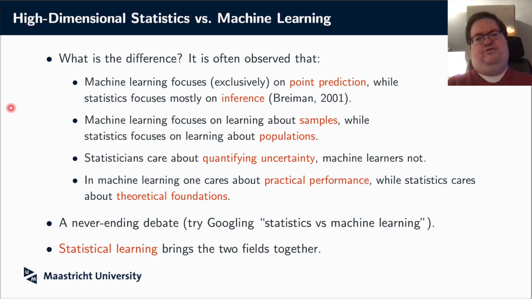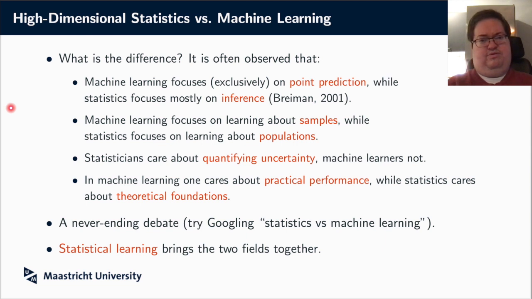I think all these distinctions are not very helpful. I think it's more trying to create a divide that maybe is not really always there. And it would be much better to actually learn from the different fields and bring out the good things together. So if you want to get into this debate, try Googling stuff like statistics versus machine learning, and you'll end up in tons of discussions where people discuss all these things.